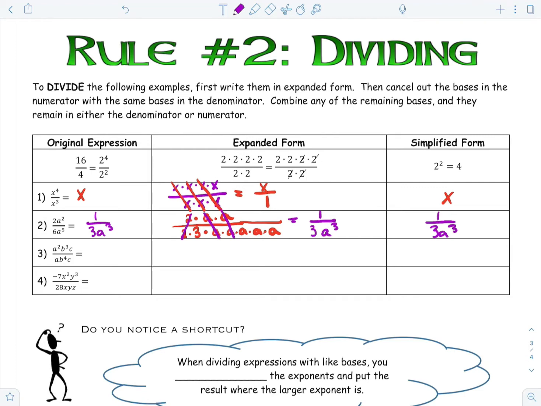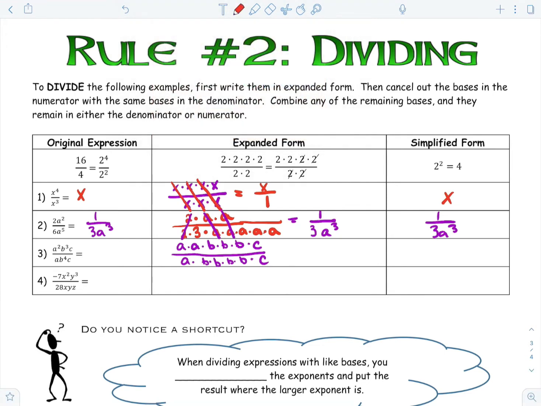All right, let's go to number 3. A squared, b cubed, c over a, b to the 4th, c. Feel free to pause the video and try this example. Okay, so the answer here, expanded form would be a times b times b times b times c over a times b times b times b times b times c.